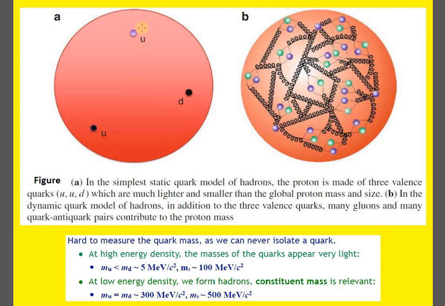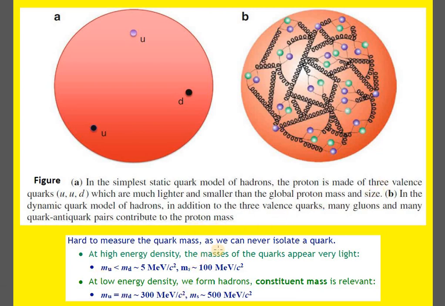In the real scenario, these quarks do interact with each other, and that is called the dynamic quark model of hadrons. Here you see figure B, where in addition to the three valence quarks which I have shown in the previous case, we also have many other things. And what are they? We have many gluons and many quark-antiquark pairs. And all these together contribute to the proton mass. So, here is what I have just summarized.